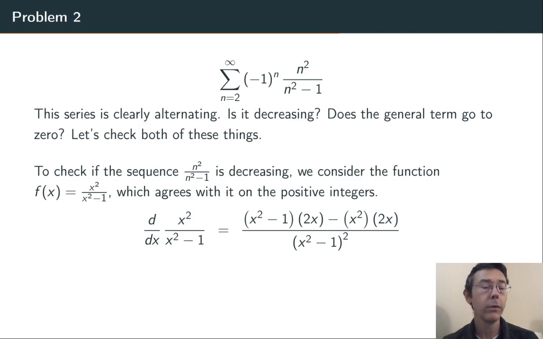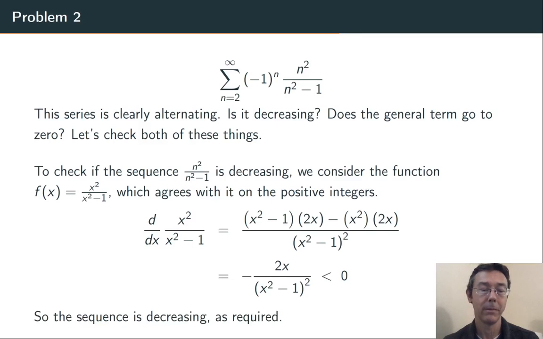We do that with the derivative. We do a quotient rule, low d high minus high d low, draw the line, square below. Do a little bit of simplification, and remembering that x is always going to be positive, because n is starting at 2 here, we get that this is always going to be negative. So that function f of x is in fact decreasing.